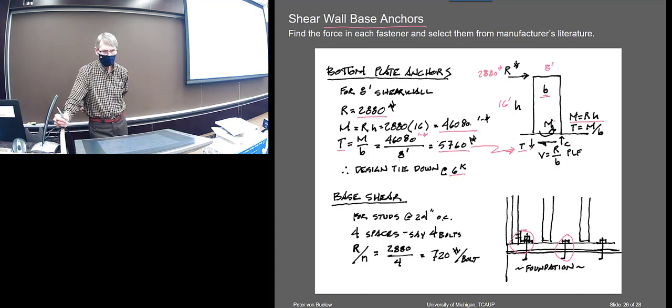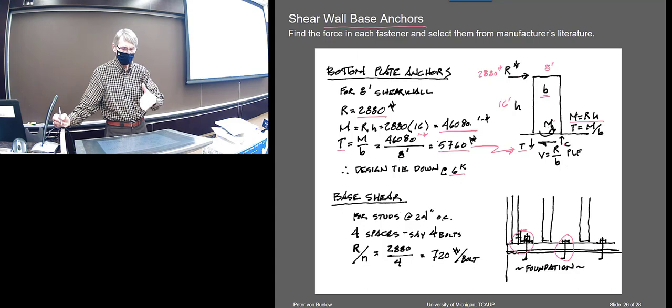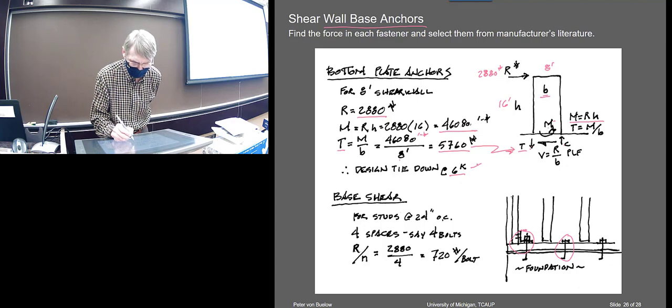5,760 pounds, or about 6 kips. And you'd go then to, I don't think this is actually in the problem to pick one, but this is where you'd have to go to the literature, Simpson Strong-Tie literature, look at their tie downs and find one that does it. I think I do that in a slide or two, but that would be the number you'd be after, that strength.